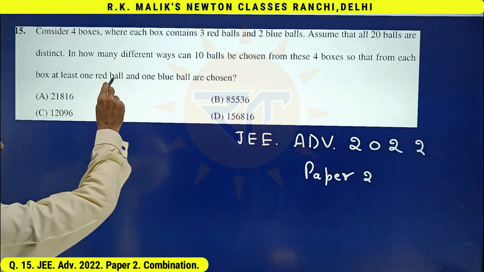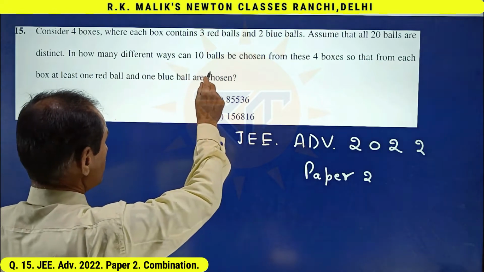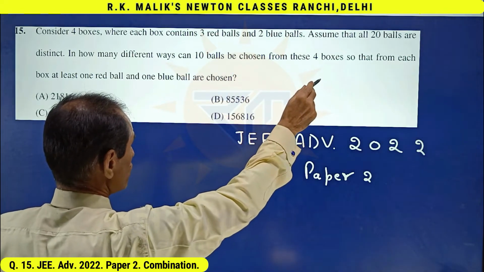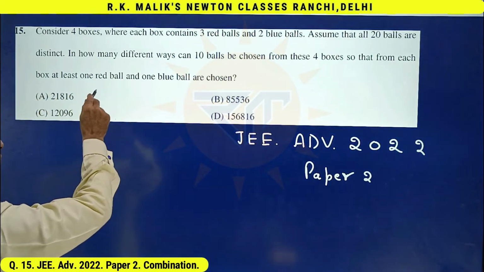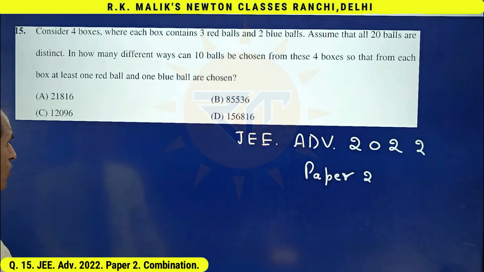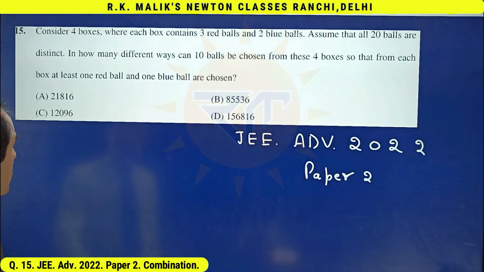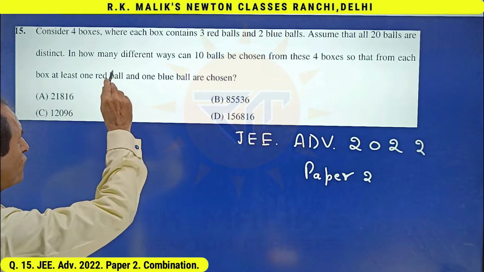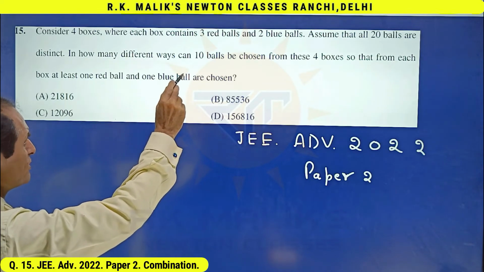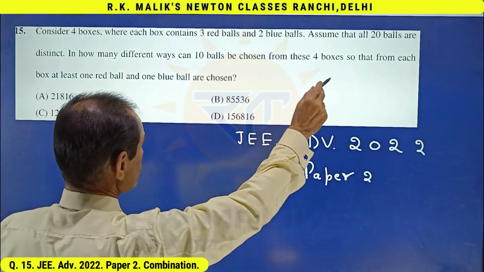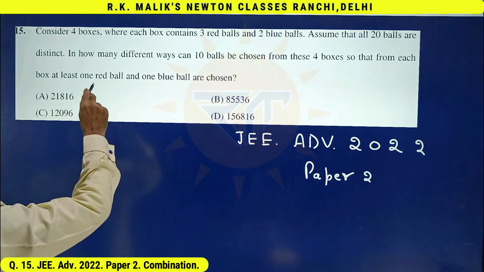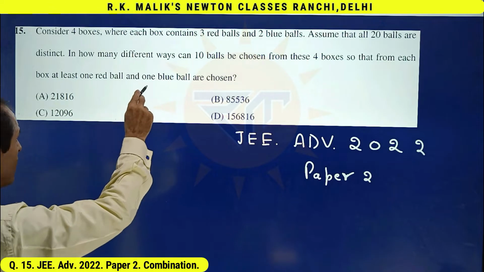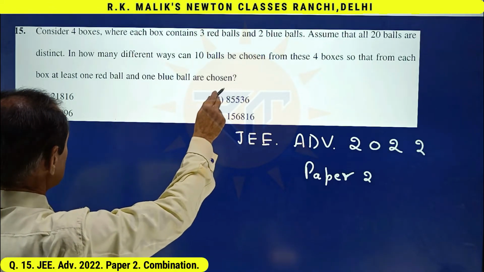In how many different ways can 10 balls be chosen from these 4 boxes so that from each box at least 1 red ball and 1 blue ball are chosen? One interpretation of this question is you have to find the number of ways of choosing 10 balls from these 4 boxes so that from each box at least 1 red ball and at least 1 blue ball are chosen.